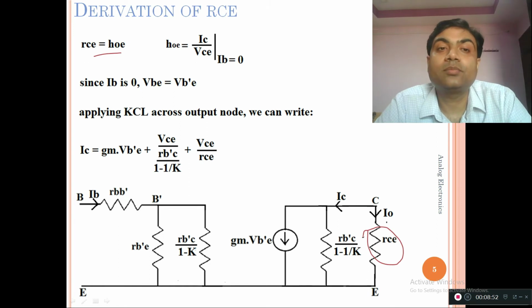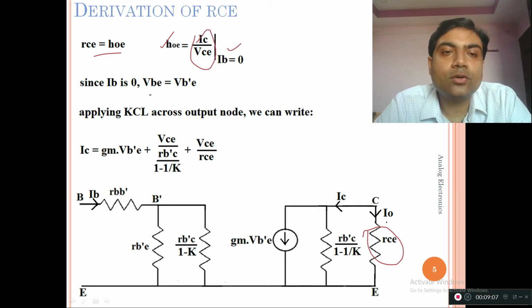In the low frequency analysis, if you remember, the last component is HOE. So HOE is directly related with the RCE. And what is HOE? HOE is nothing but output current upon output voltage, that is the conductance, when IB is 0. So since IB is 0, we can write VB equals to VB dash E.